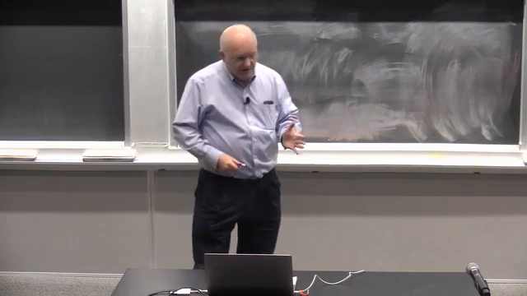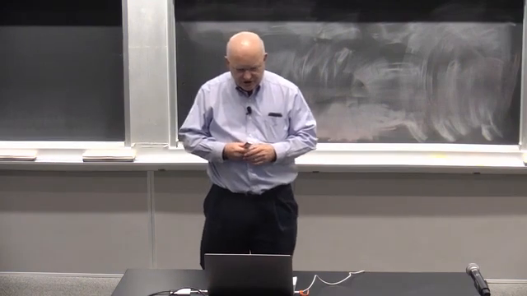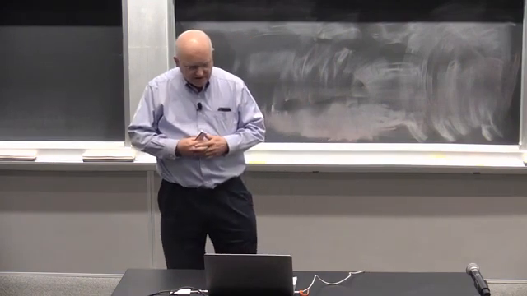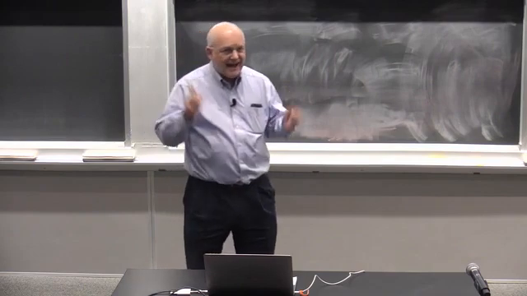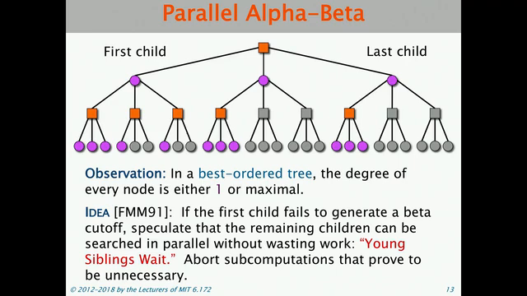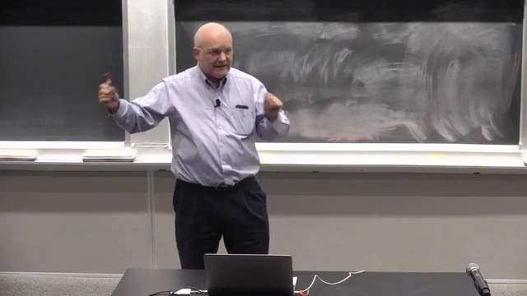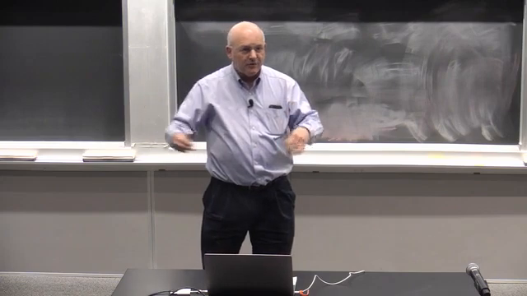And so their idea was to say, well, if the first child fails to generate a beta cutoff, speculate that in fact you have the best one, and the remaining children can be searched in parallel without wasting any work. Okay, so if it fails, you're going to say, oh, I'm going to speculate that this is in fact a full width thing.